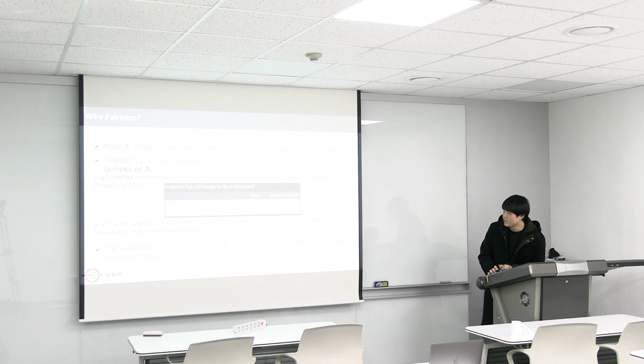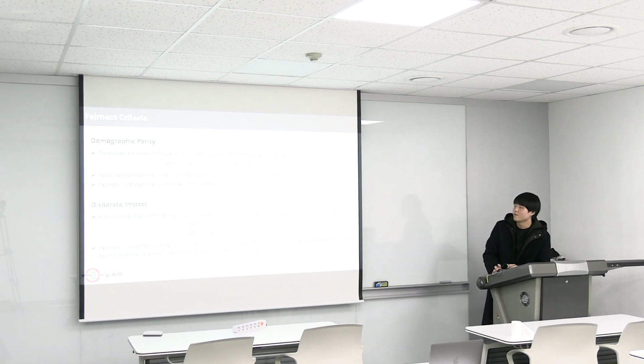Another example of unfairness in AI is the Twitter automatic image cropping algorithm, which was reported in 2020 to prefer the faces of white people over the faces of African-American people. So many researchers have discussed the unfairness of AI based on many fairness criteria, which will be introduced from the next slide.